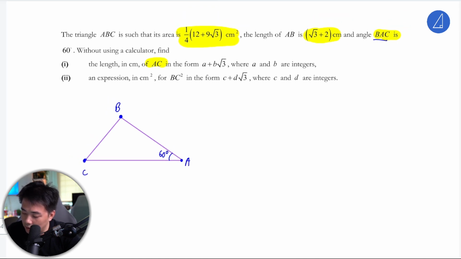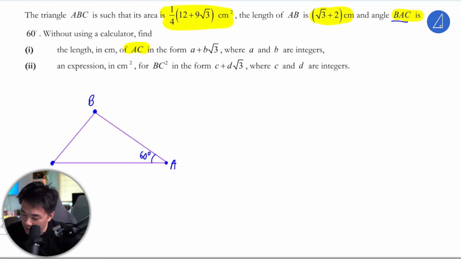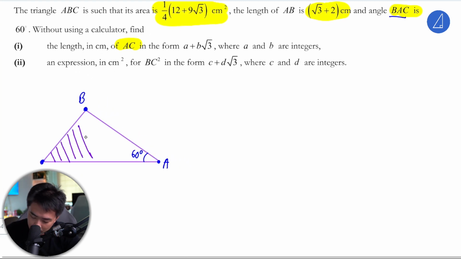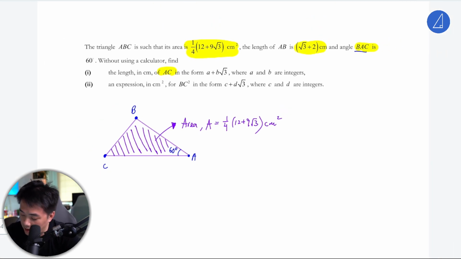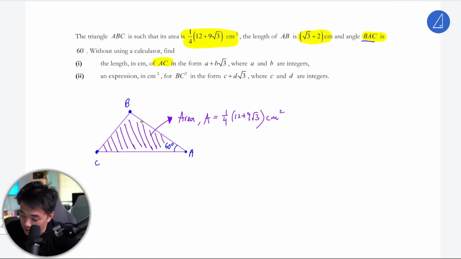I was told that the area is given by 1/4 (12 plus 9 root 3) square centimeters, and the length of AB is root 3 plus 2 cm. Okay, so now we need to find the length of AC in this form here. I think this is pretty okay.